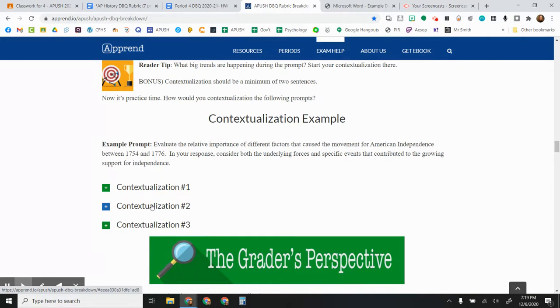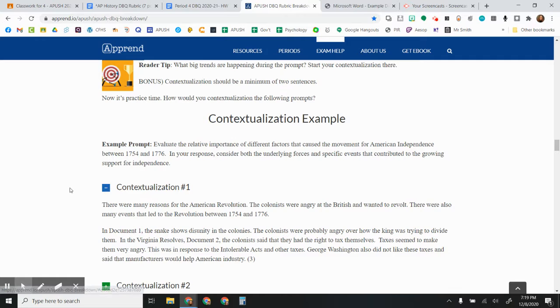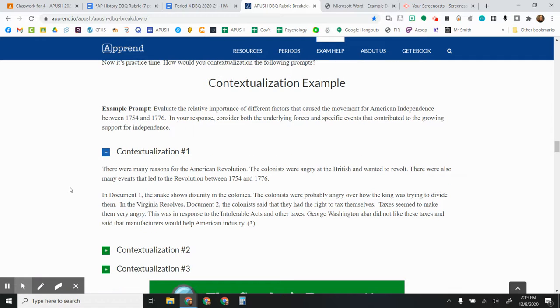All right, let's look at 3 examples. Remember what the prompt is. Here is the first one. There were many reasons for the American Revolution. The colonists were angry. I think I've read that before. What is it? Well, that's the thesis statement. I don't see any contextualization before, it just jumps right into it. And then it goes straight into document analysis. So no contextualization in this first one.